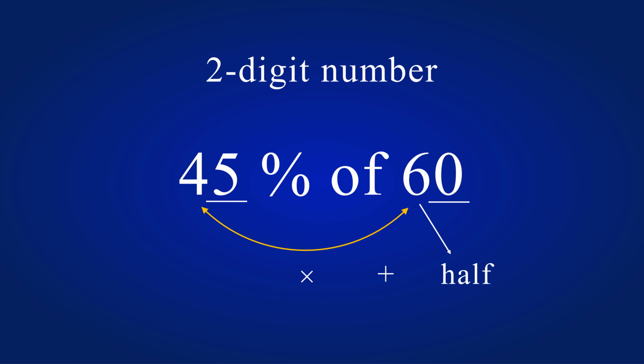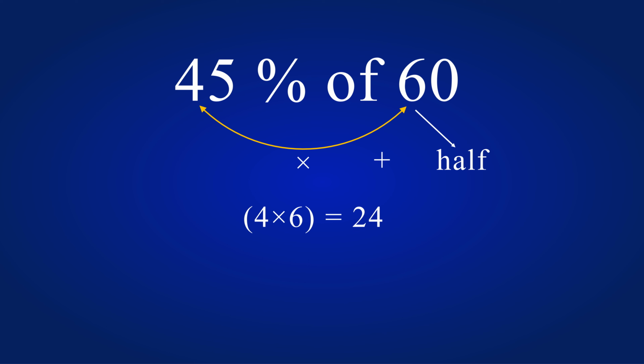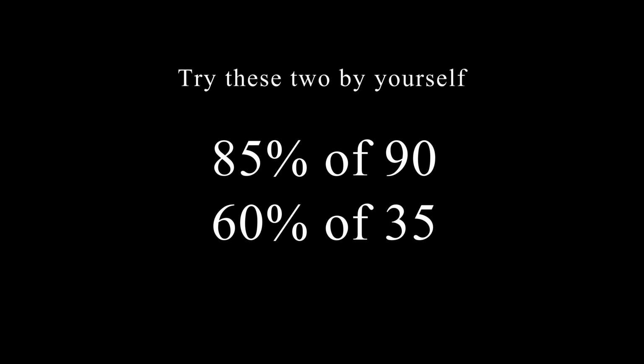45% of 60. First multiply the first digits. 4 times 6 is 24. Now add half of 6, which is 3, with 24. It is 27, which is 45% of 60. Try this too by yourself using this trick. 85% of 90 and 60% of 35.